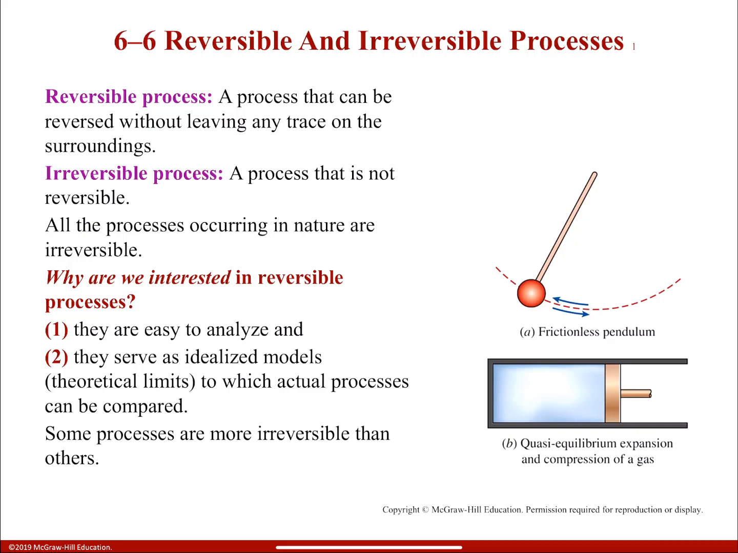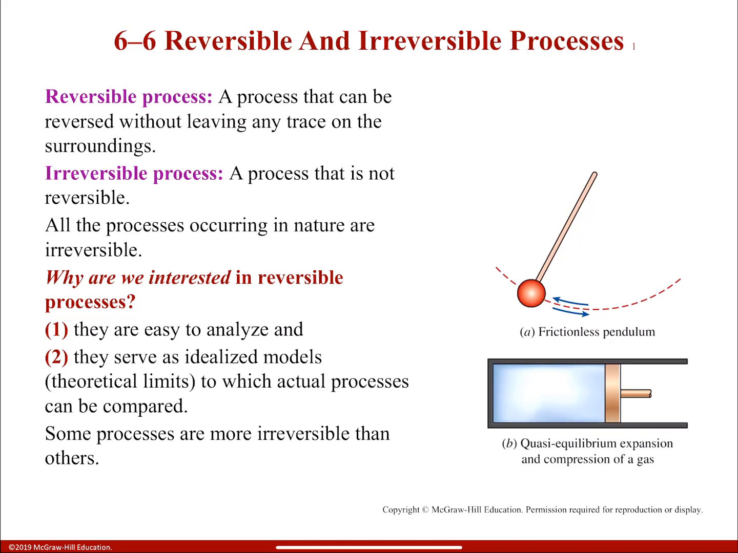Some processes are more irreversible than others. So there is always a confusion with this. People think that a reversible process is a process that can work in the opposite direction. No, you have to delete that. If you have that thought by now, you need to delete that from your mind. A reversible process is just a perfect process, that is ideal, that doesn't exist.